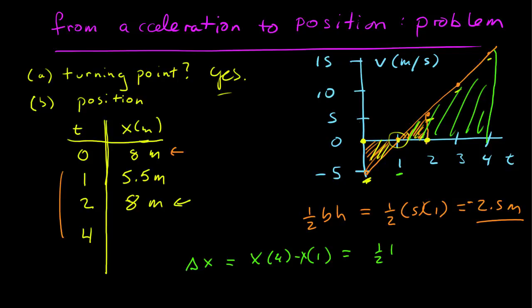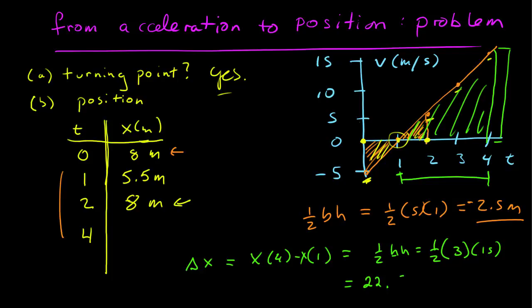Well, that's 1/2 the base times the height. The base now is 3 seconds. The height is 15 meters per second, and so that's going to be 22.5 meters. So the change in position between 1 and 4 is 22.5 meters, which means that the position at t equals 4 is 28 meters. So we can find the change in position, which is the area under the velocity versus time curve, and then use that change in position to find the position at each of these times.